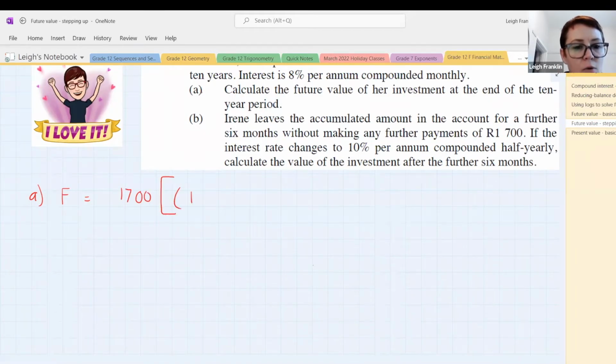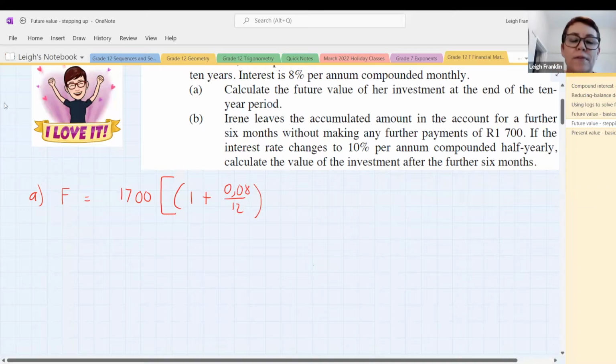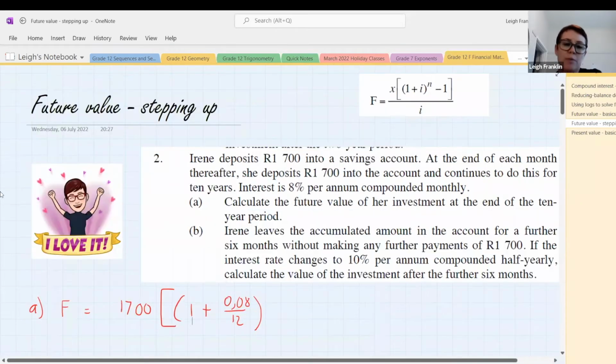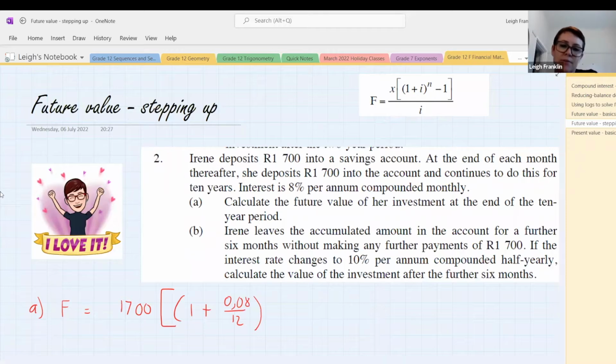Then 1 plus our interest rate, in this case 8% per annum compounded monthly, so that would be 0,08 over 12. And now we've got that same old problem where we need to work out what the value of N is. So she makes a deposit of 1,700, and then at the end of the month, for every month for 10 years, she continues to deposit 1,700 Rand.